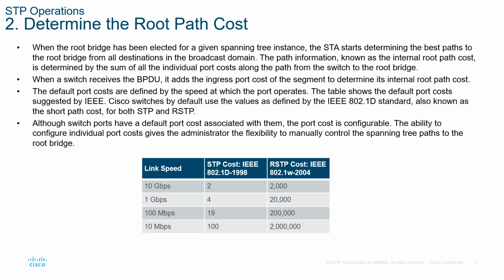So when we have elected the root bridge, STA, the spanning tree algorithm, will start to determine the best path to go to the root bridge from all destinations in the broadcast domain. Basically, you have to understand that every time a switch receives the BPDU, it will add the ingress port cost of the segment to determine its internal root path cost.